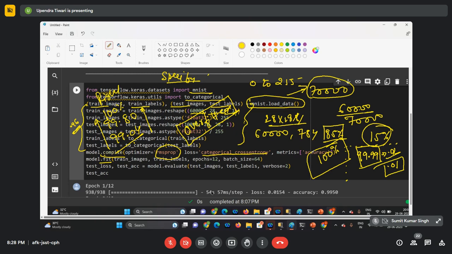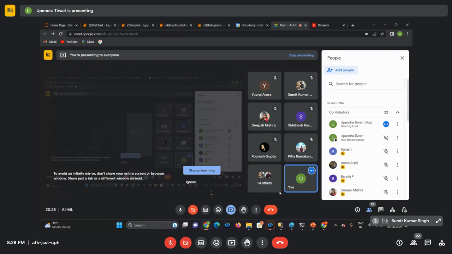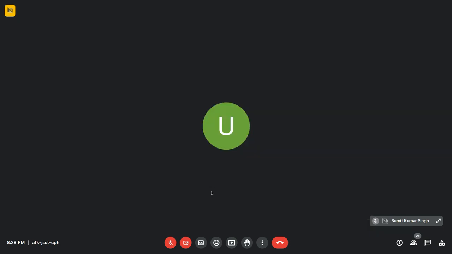Okay, guys. So this is how your convolutional neural network works. We'll just stop here and let's meet tomorrow. And tomorrow we'll do another thing. Okay.